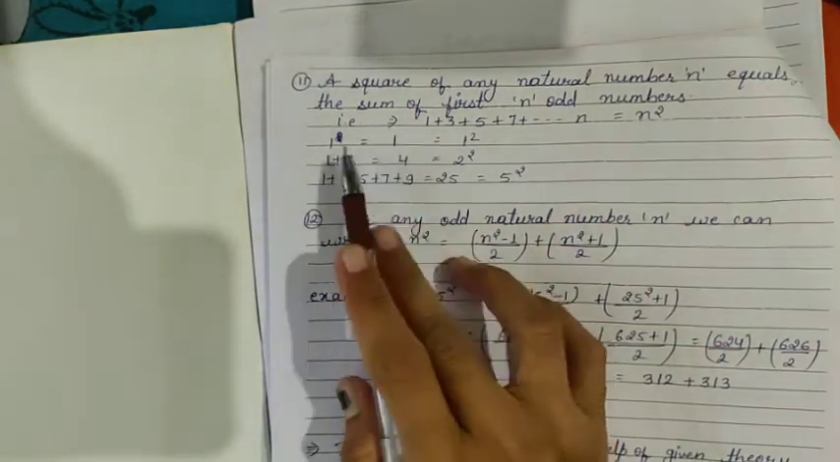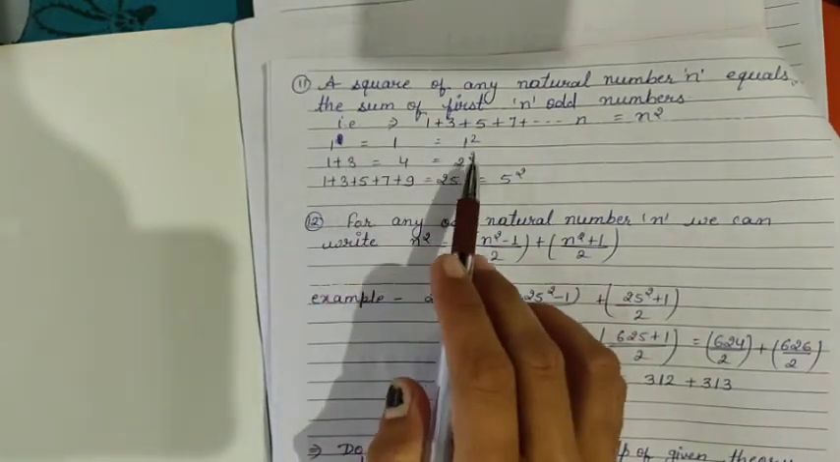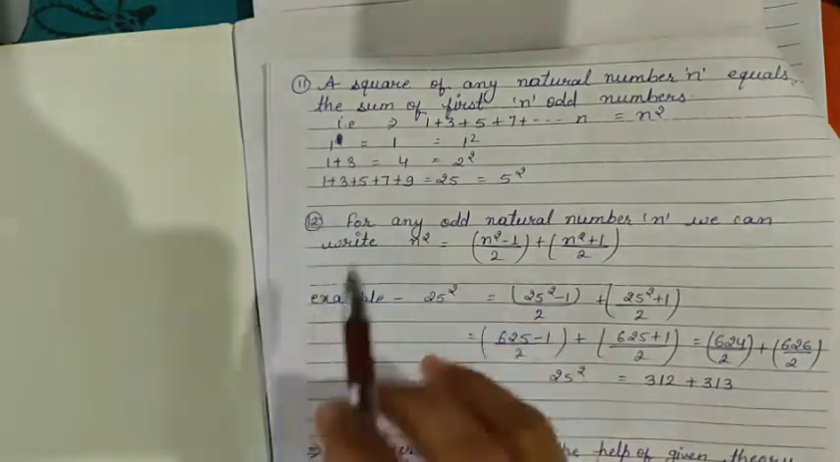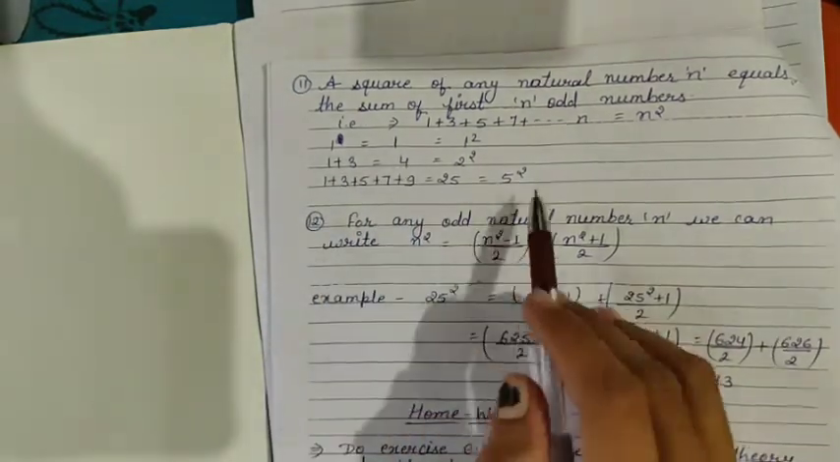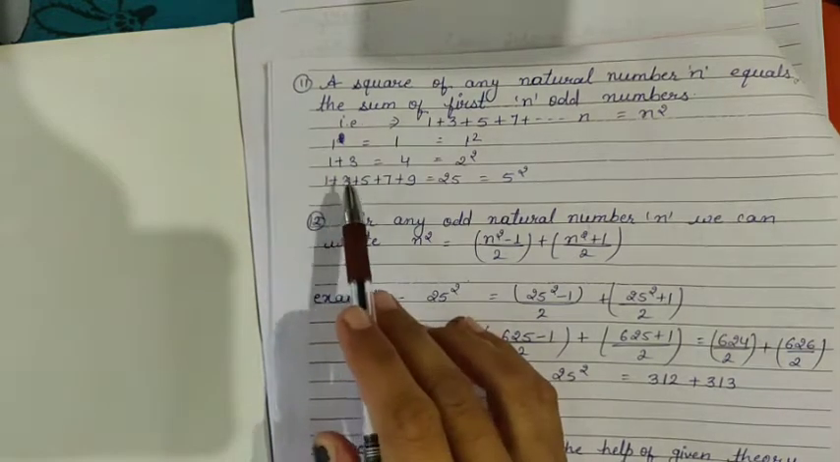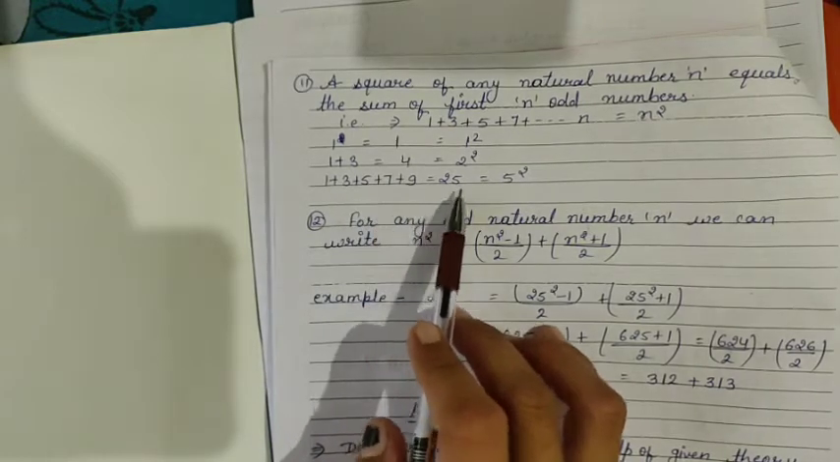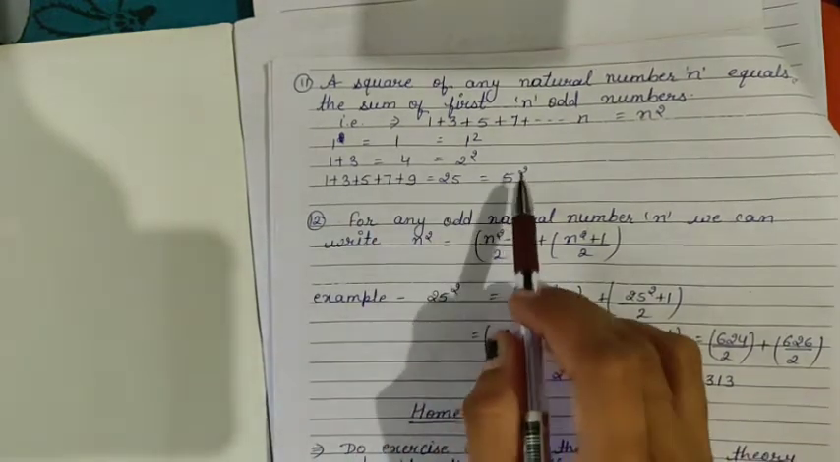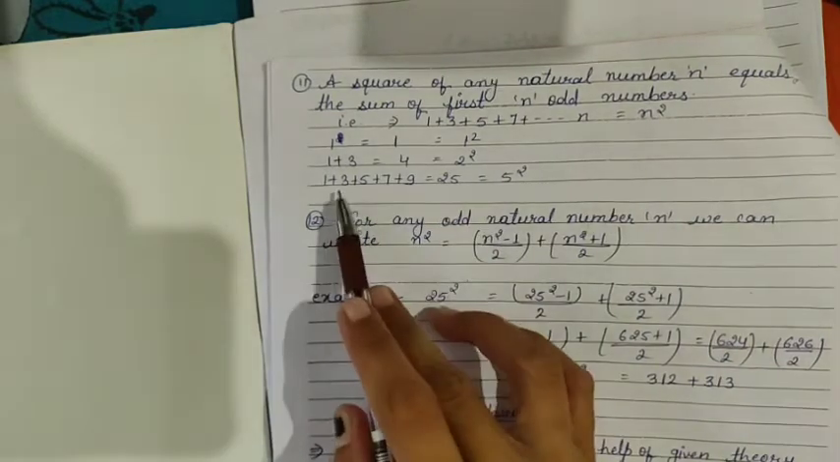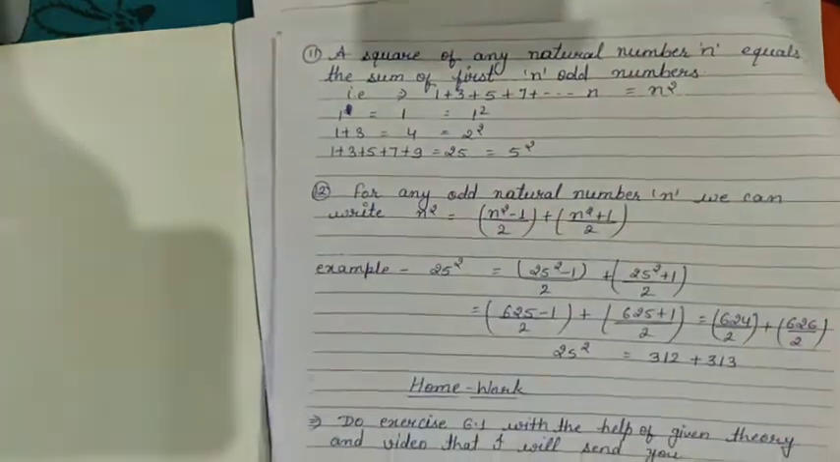The sum 1 equals 1 square, 1 plus 3. The square of 2 is the sum of the first two odd numbers, and that is equal to 4. The square of 5 is the sum of the first 5 odd numbers: 1 plus 3 plus 5 plus 7 plus 9, that is equal to 25. So the square of 5 is 25. This is the sum of the first n odd numbers, 5 odd numbers.